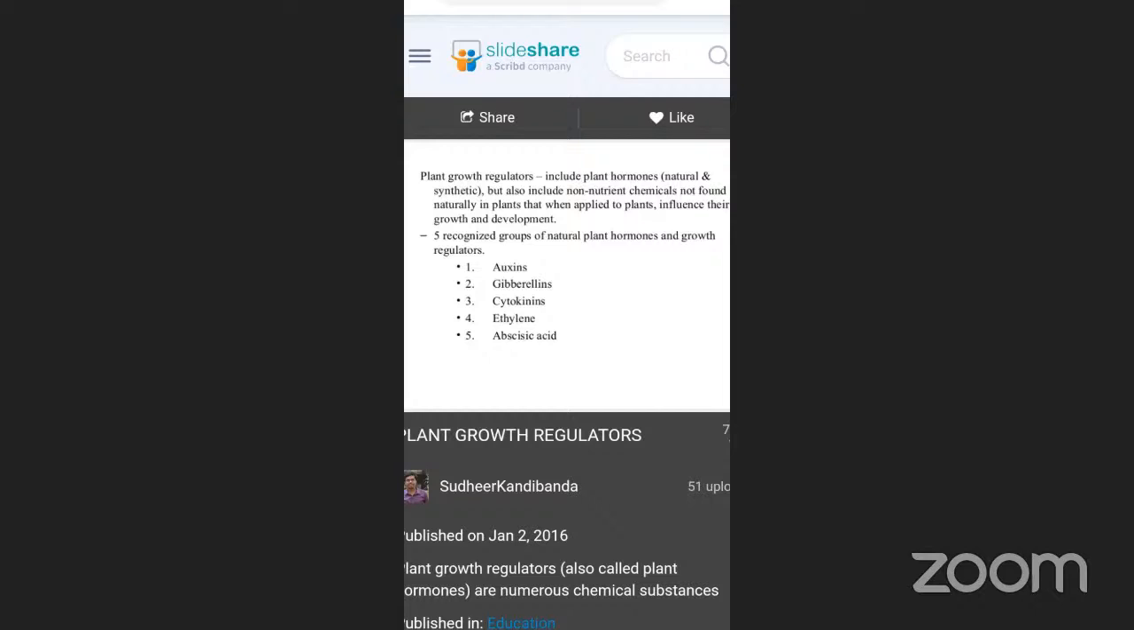Growth curve. The Sachs growth curve, we also call Sachs growth. Here, first of all, the cell division phase, next the cell elongation phase, and the maturation stage. Cell division phase, and cell elongation and maturation phase. So the cell division phase means, the first phase, what happened here?